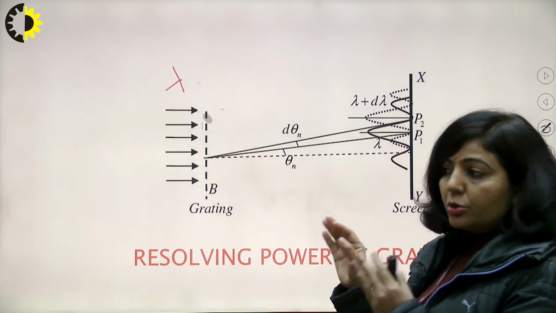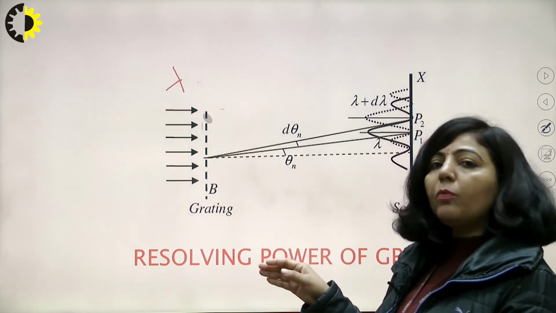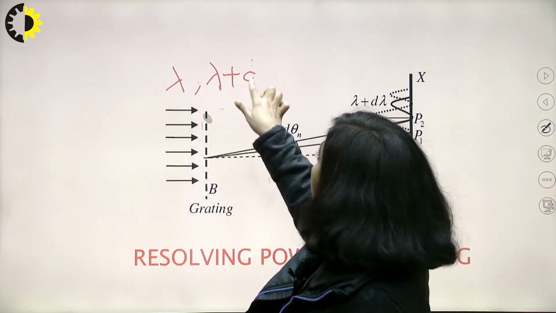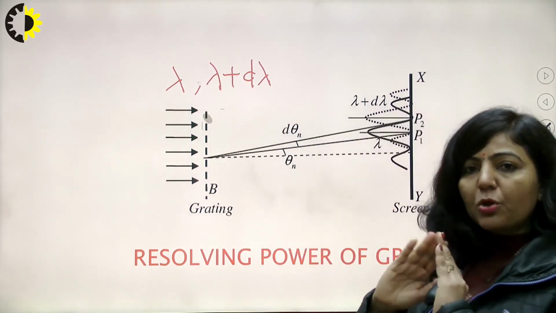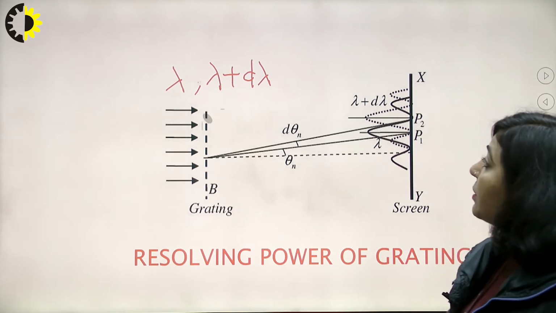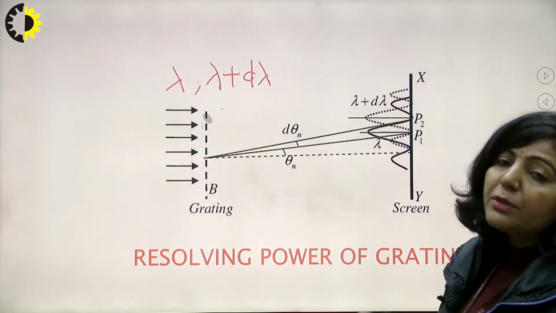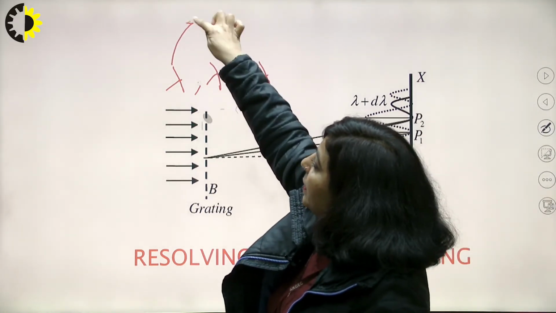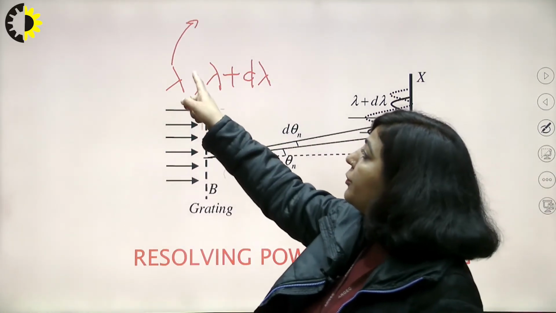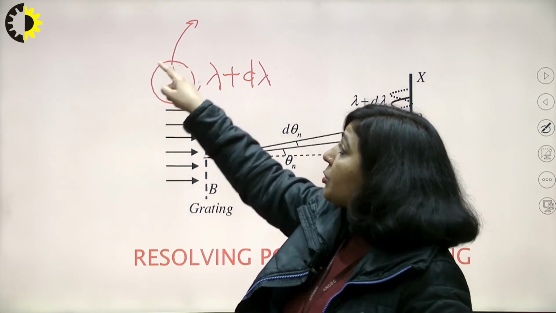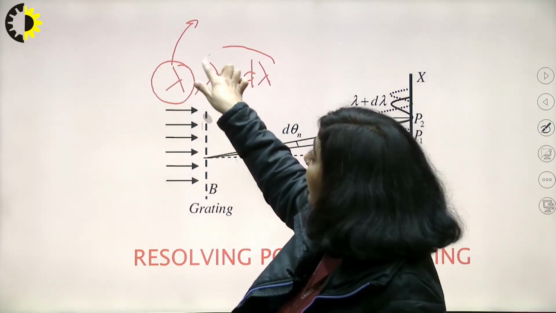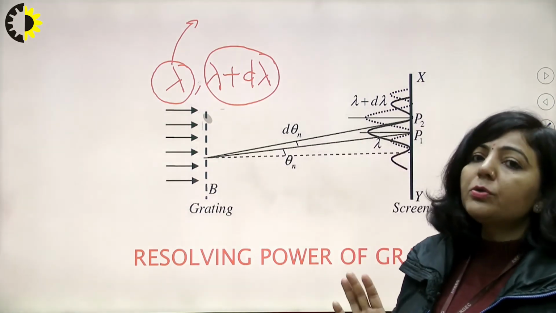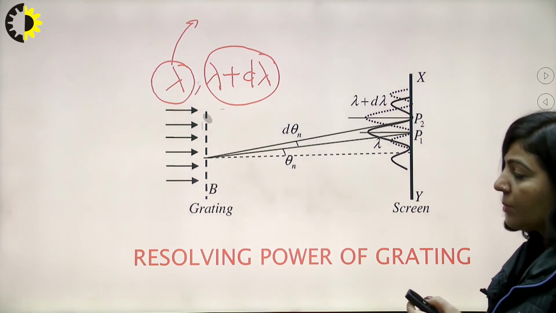Then this grating is again illuminated with the help of a second source, that is lambda plus d lambda. So now we have to resolve between the two different diffraction patterns. You can resolve between the two diffraction patterns if the nth order maxima of this particular source coincides with the minima next to the nth order maxima of the second source. Only then are you going to resolve between the two diffraction patterns.